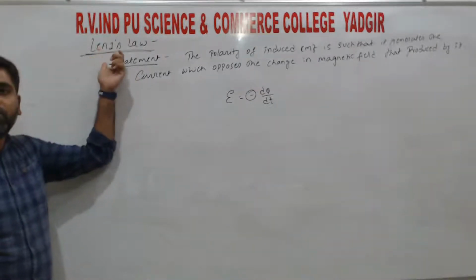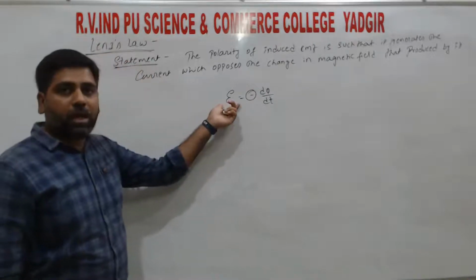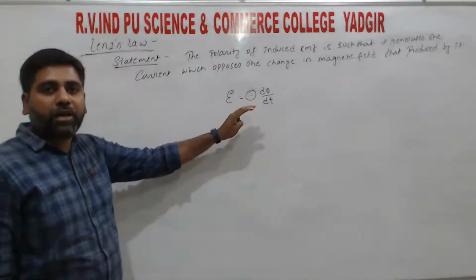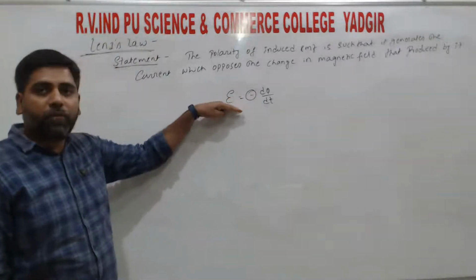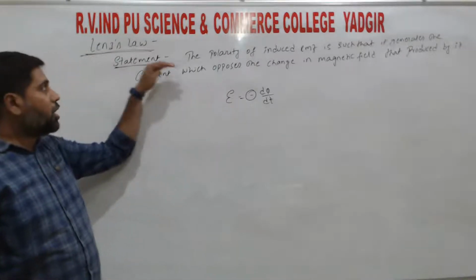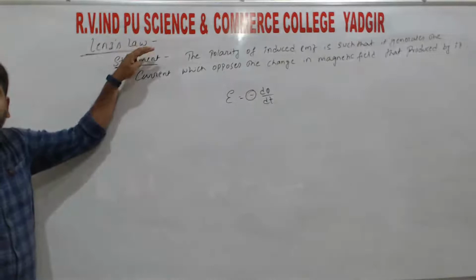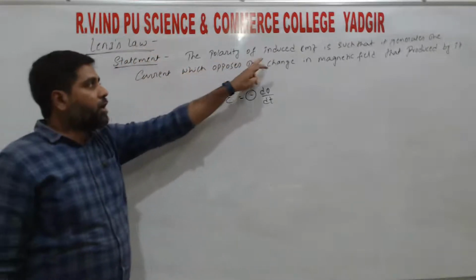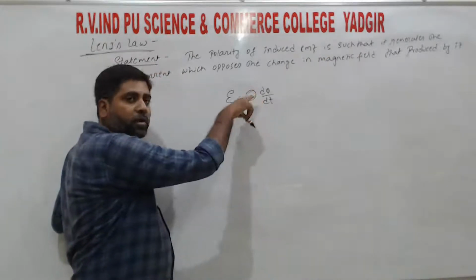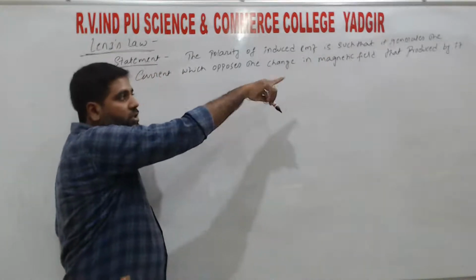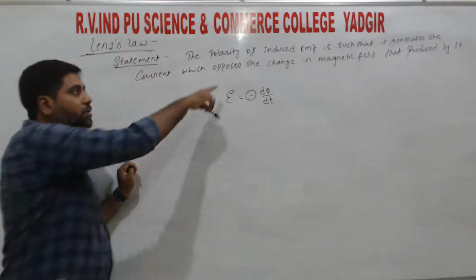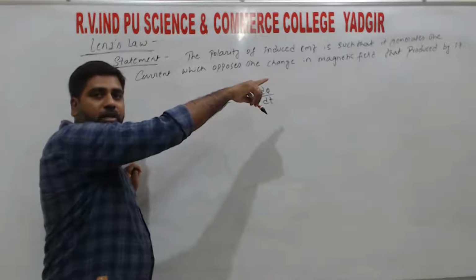So Lenz's law gives the polarity of the induced EMF. Polarity is nothing but sign, either positive or negative. So which sign the EMF is induced with, whether a positive value or a negative value, which law tells that? Lenz's law, right? So the statement is the polarity of the induced EMF, that means the sign which generates the current, that means it produces the current, and that current opposes the change in magnetic field.